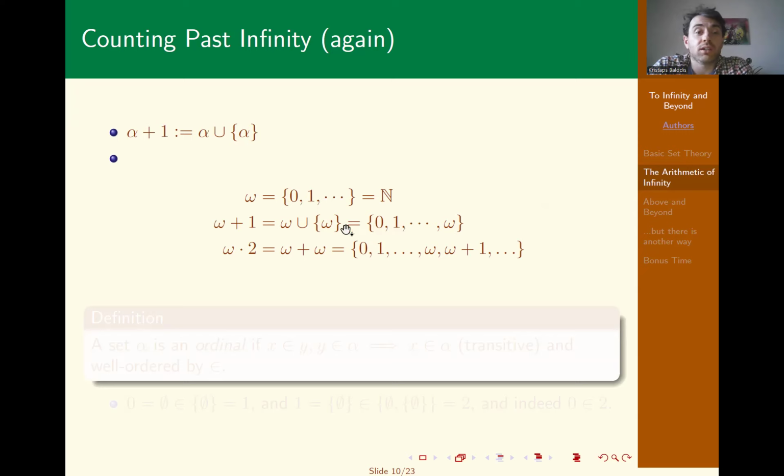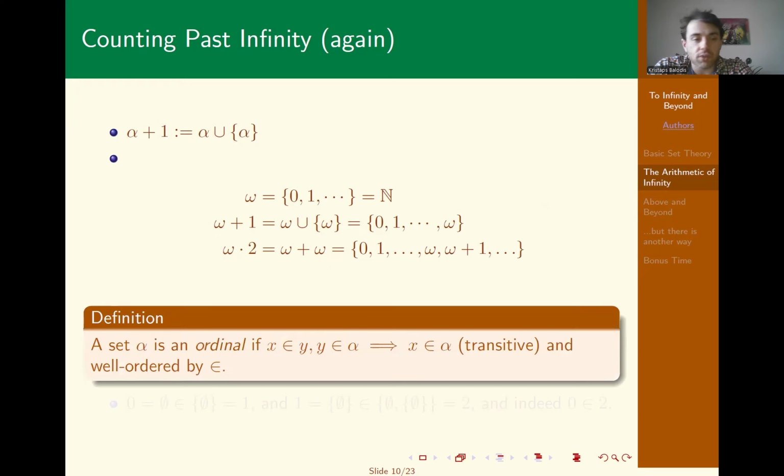Of course, as ordinal numbers, we say omega and omega plus one are different. But in terms of cardinality, they have the same cardinality. But we can keep playing this game, and we can define higher arithmetic rules for these ordinal numbers. So I've written out here the example of omega plus omega.